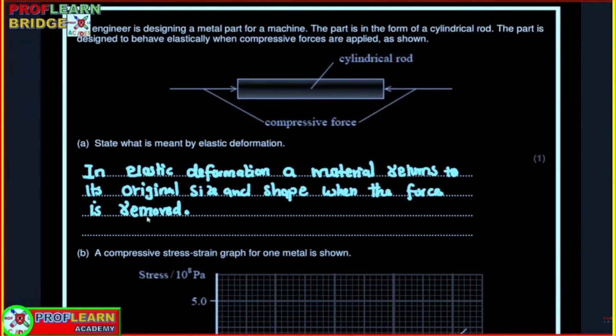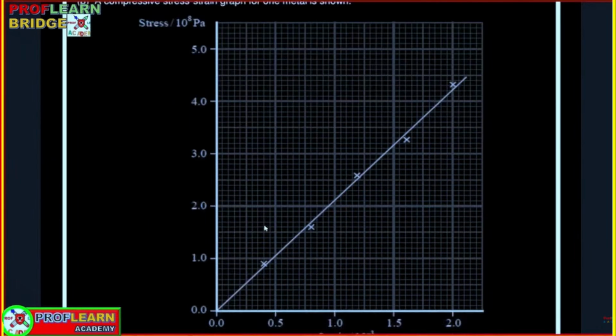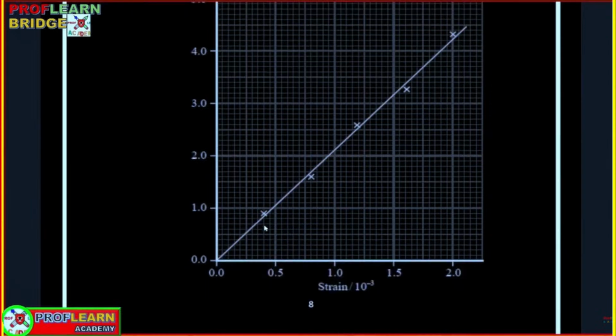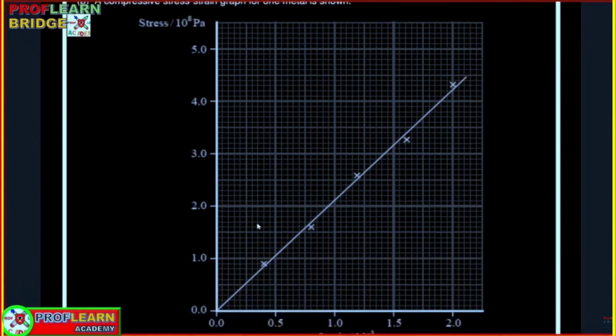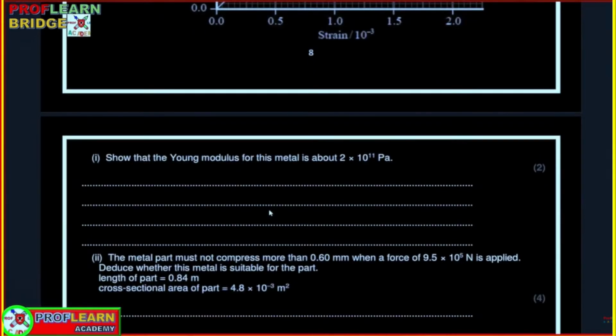Now, next, we are moving to part B, whereby we are told a compressive stress strain graph for one metal is shown here. We have stress on the y-axis, and on the x-axis, we have strain. Then we are supposed to do what? Let's see. What are we expected to work out? Show that the Young's modulus for this metal is about 2 times 10 raised power 11 pascals.